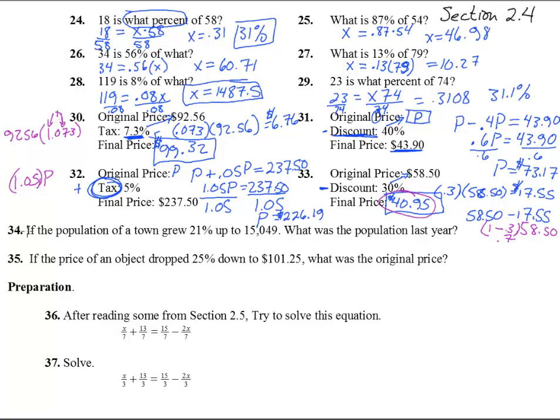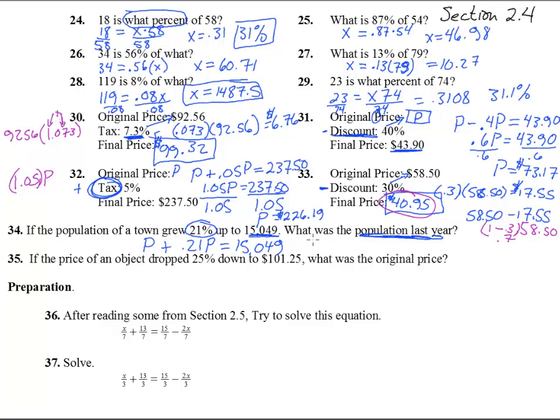Number 34. If the population of a town grew, so the population grew 21%. Remember, you can't just have decimals by themselves. You've got to have percent of something. So 21% of the population grew up to 15,049. Notice this is a backward problem. This is the end answer of where it ended up. We want to know what the population was last year. We want to look for that original. So that's what our P is.